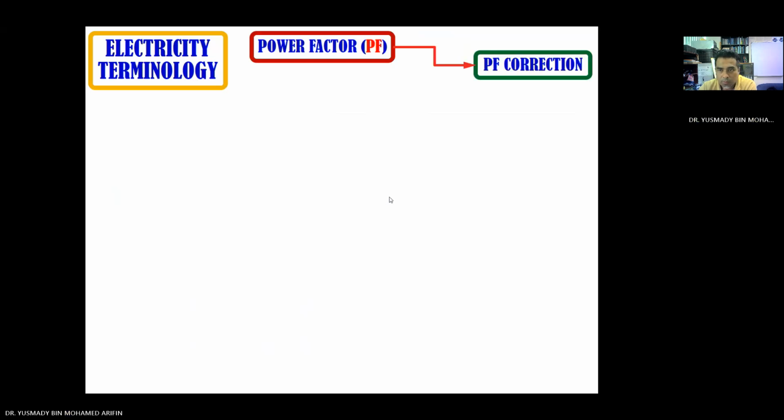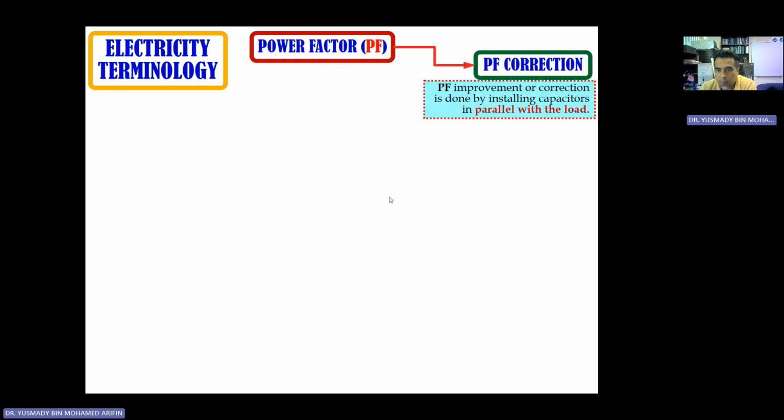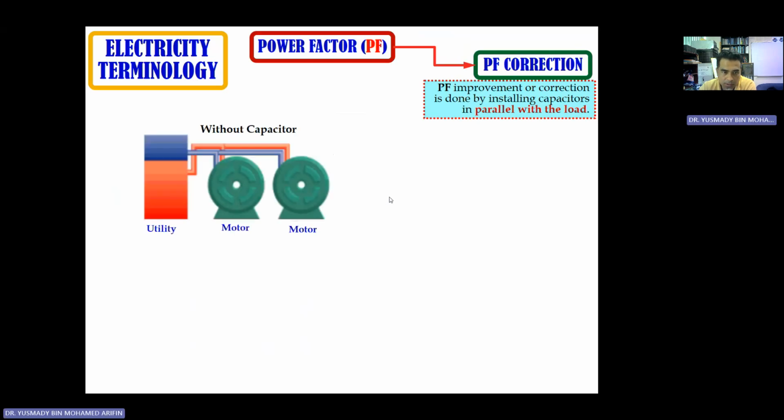Okay, probably this one is the last one, about the power factor correction. In terms of implementation, power factor improvement or correction is done by installing a capacitor in parallel with the load. So this is how we can make the improvement in terms of power factor correction. This is a simple schematic diagram for the system involving two motors and also the utility where we need to supply the electricity.